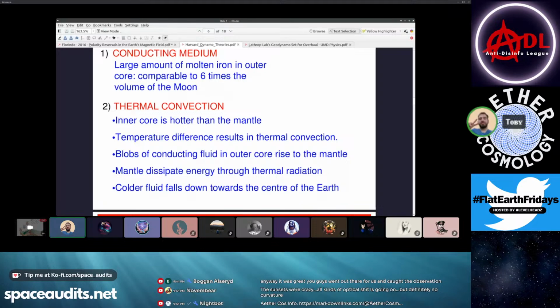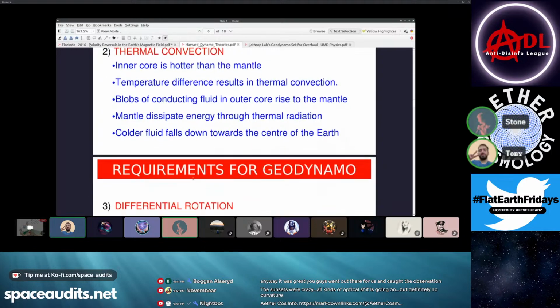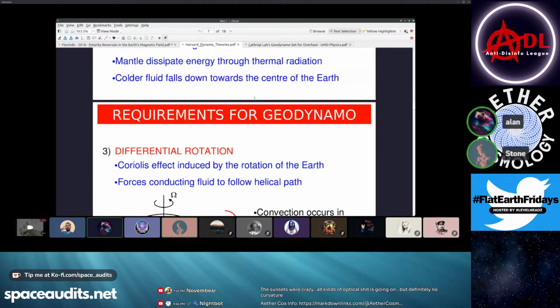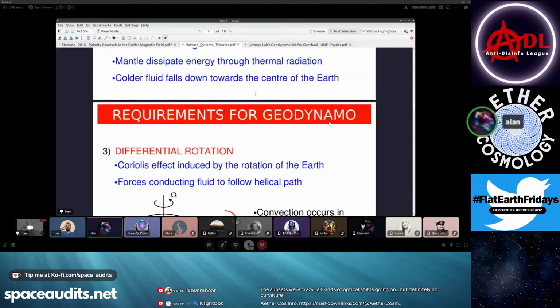Colder fluid falls down towards the center of the Earth. Problem solved. The colder fluid solidifies and sticks to the outer because it's spinning, right? It's more dense. It's colder. If it doesn't cool down, it can't get below the Curie point, can't do the magnetization alignment either, right? Is that the mechanism that they're talking about in there, or am I confused? You got it.